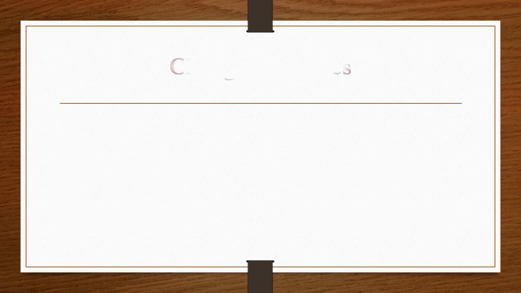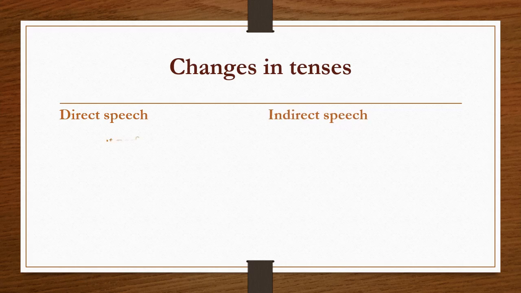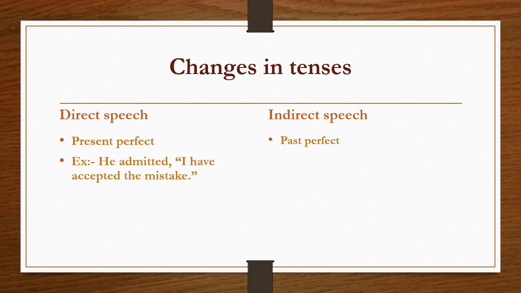Let us continue with the changes in tenses in direct speech to indirect speech. Present perfect will change to past perfect. He admitted, "I have accepted the mistake." Have accepted is in present perfect tense, which will change in indirect speech to past perfect, had accepted. So in indirect speech it will become, he admitted that he had accepted the mistake.